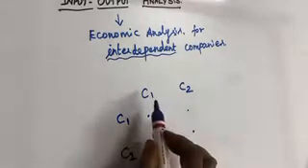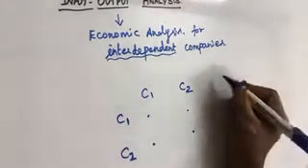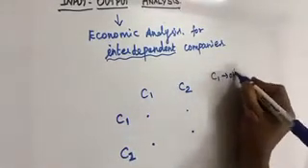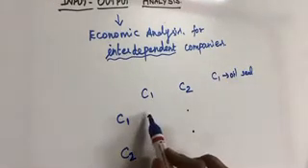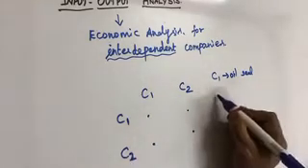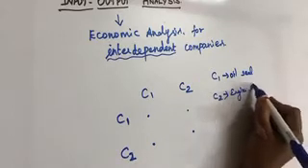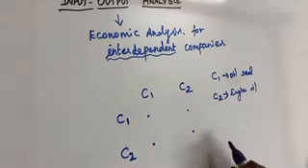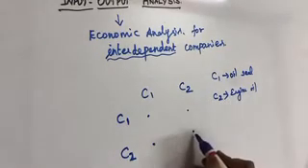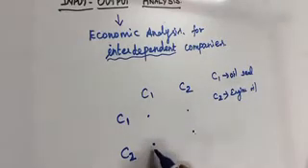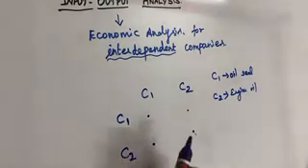This company C1 is manufacturing oil seal, for example, for themselves as well as for C2. This company C2 is manufacturing engine oil, for example, I am telling. So C2 is also manufacturing this product, the engine oil, for themselves as well as for C1. So these two companies, C1 and C2, are interdependent companies.